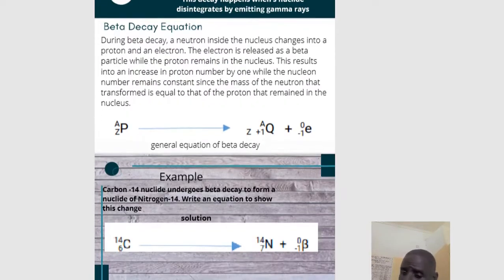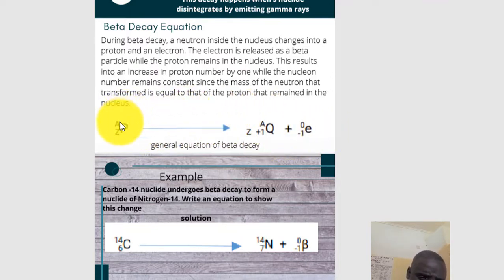This type of change can be represented by this general equation. So if P is the nuclide of a substance with its nucleon number A and its proton number Z, if it undergoes beta decay, it will release an electron. So this is an electron with a mass of 0 and a charge of -1, or simply the proton number of -1. And Q is the daughter nucleus resulting from the decay of P by emission of beta.